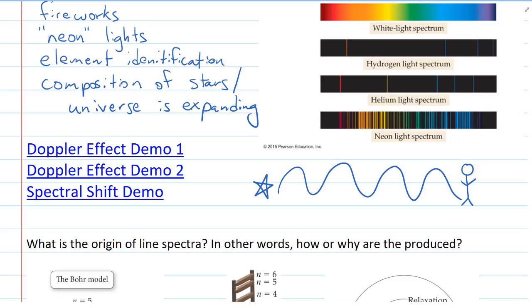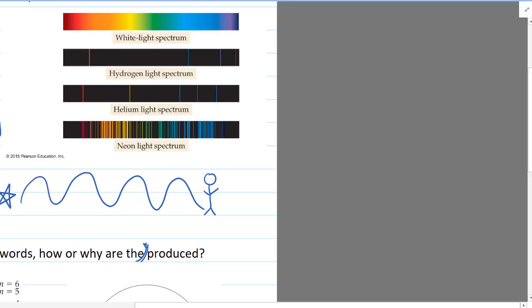All right. Now, when we looked at the line spectrum the other day, we noticed that each element had its own distinct line spectrum. We saw, for example, that hydrogen had 4 lines. Most of us saw 3. Helium had a few more, and we saw neon. That was really cool. But the question here is, what is the origin of the line spectrum? In other words, how or why are they, the line spectra, produced?